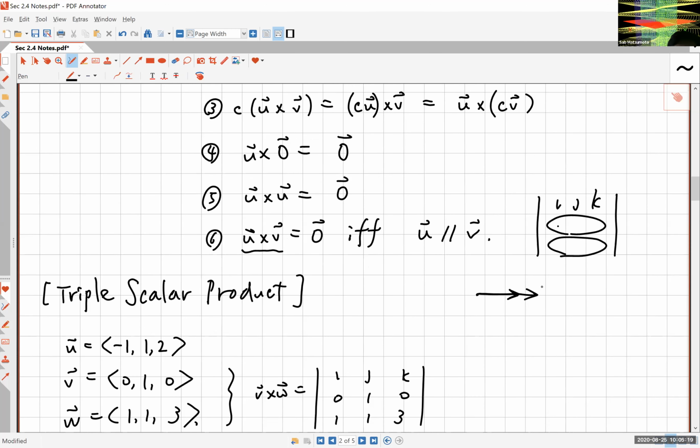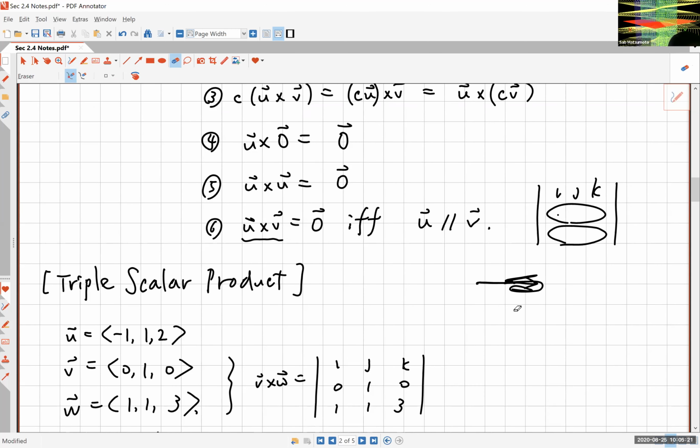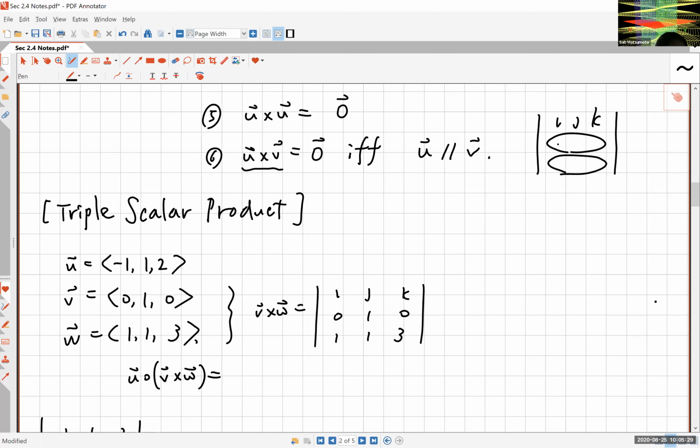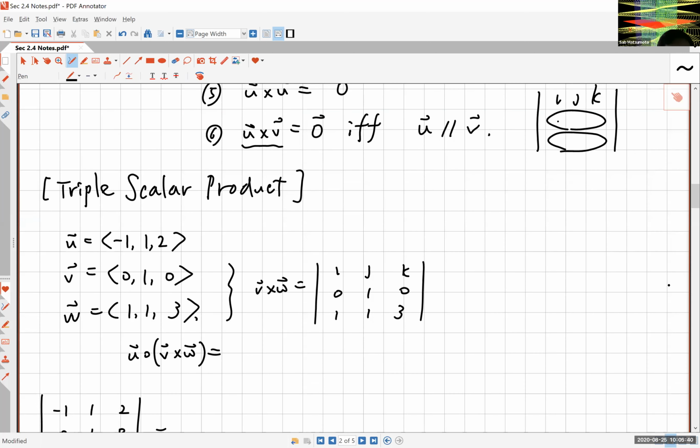All right, so keep this in mind, and I will now define the last part of this section, and this section is not very long, not like the last one or the next section, which is very long. The triple scalar product is the last thing we should consider in this section. What is the triple scalar product?